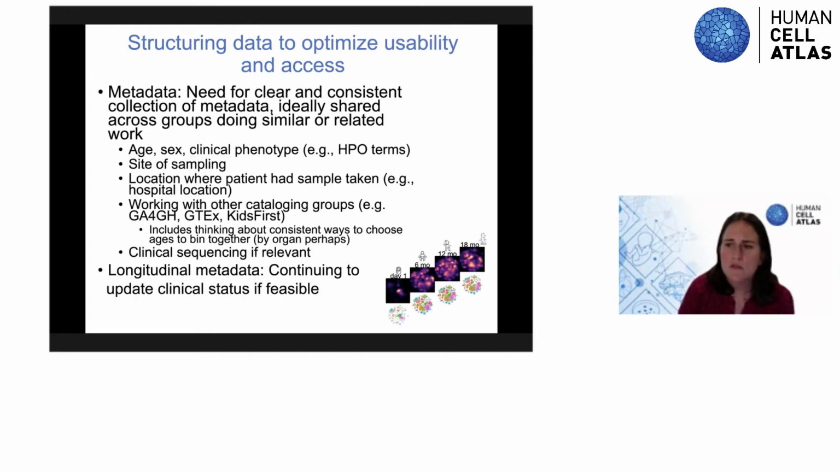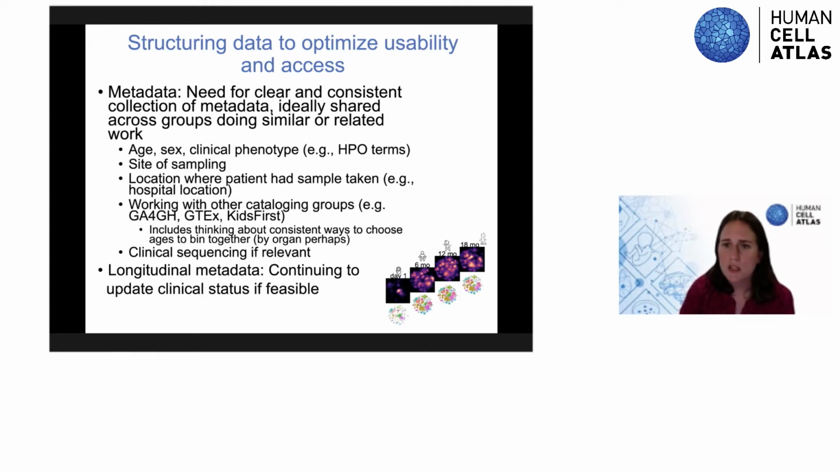In addition, there was a lot of discussion around clinical metadata, the need for clear and consistent collection of metadata, ideally that's been shared with other groups doing similar or related work. And by that, we mean organizations and teams that have already thought this through. There's, of course, in the data portal already information that's been included, including things like age, sex, and clinical phenotype, but this could be amplified.